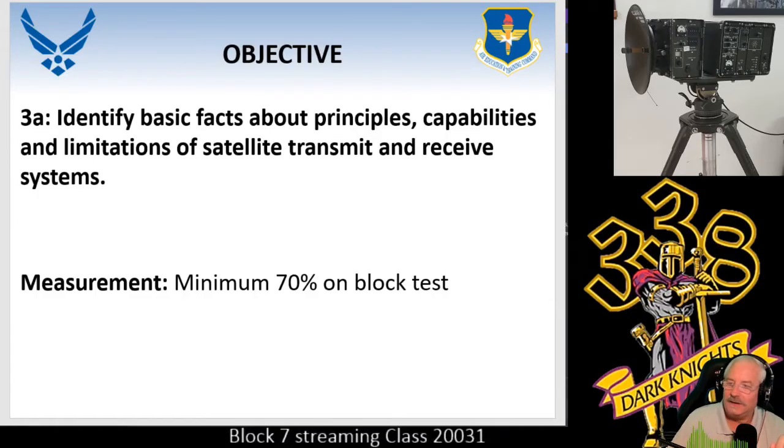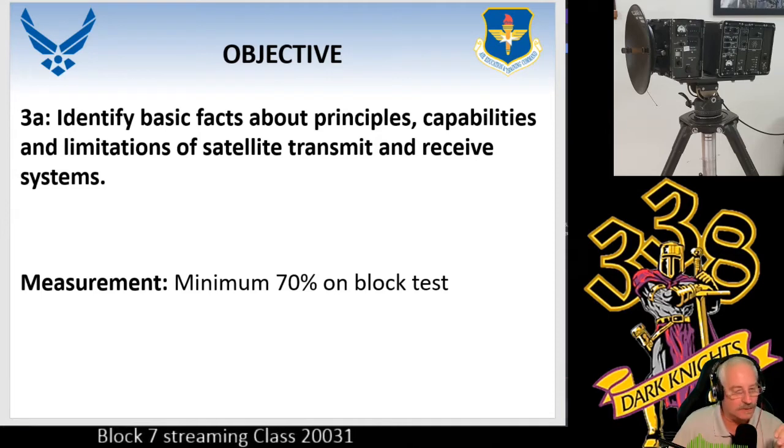Let's get right into the lesson here. We've got 3 alpha: identify basic facts, principles, capabilities, limitations, satellite transmit receive systems. Just remember you got to score 70% on the tests, which is telling you 28 out of 40. You can't miss more than 12.